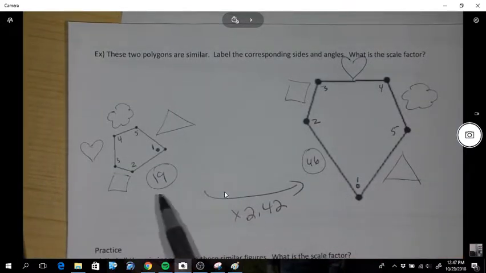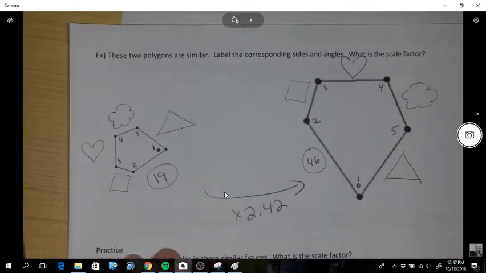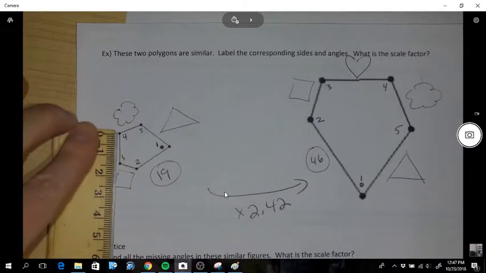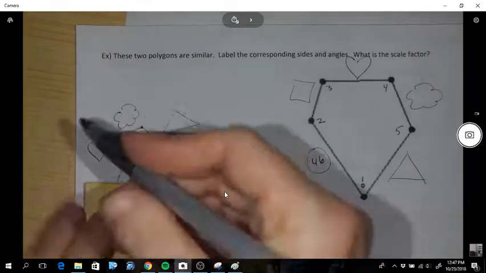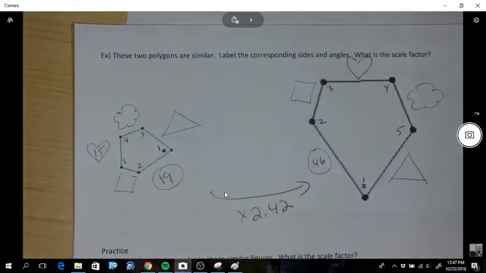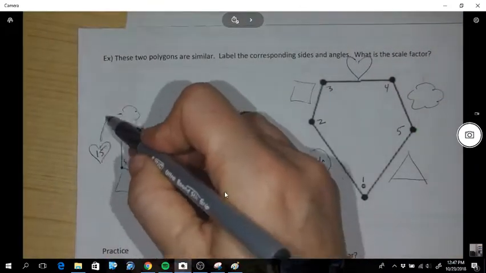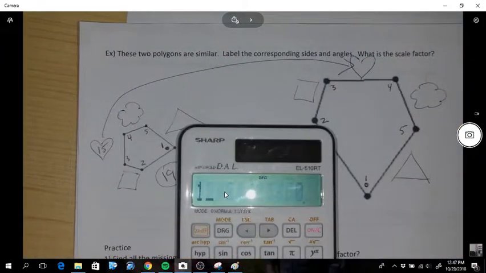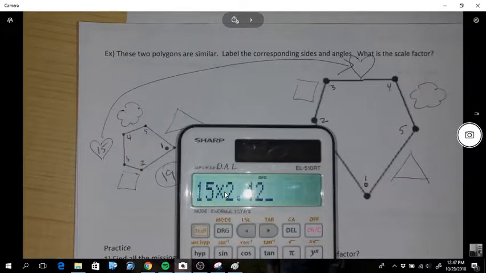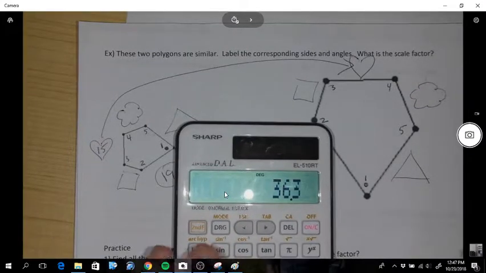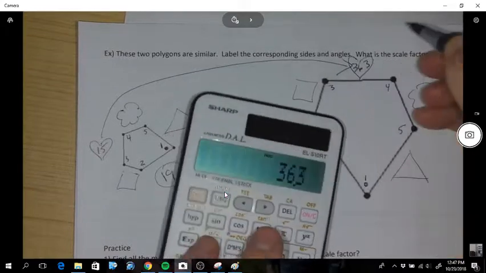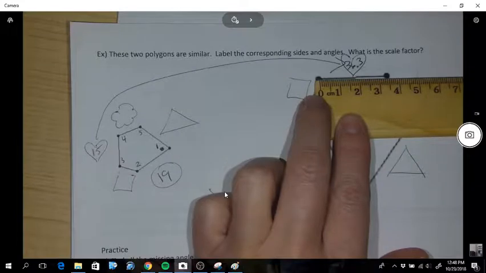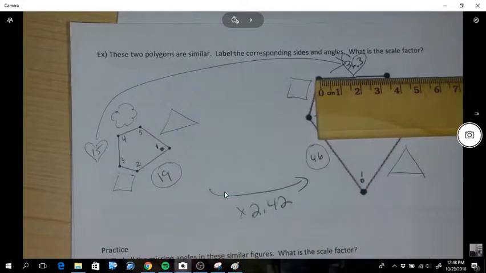Okay, so now let's just try another one here. Let's go 3 to 4. So that measures 15 millimeters. So 3 to 4. So that's that one. Let's try this. 15 times 2.42. And I should have a length of 36.3. And you can see that. It comes out to 36.3.